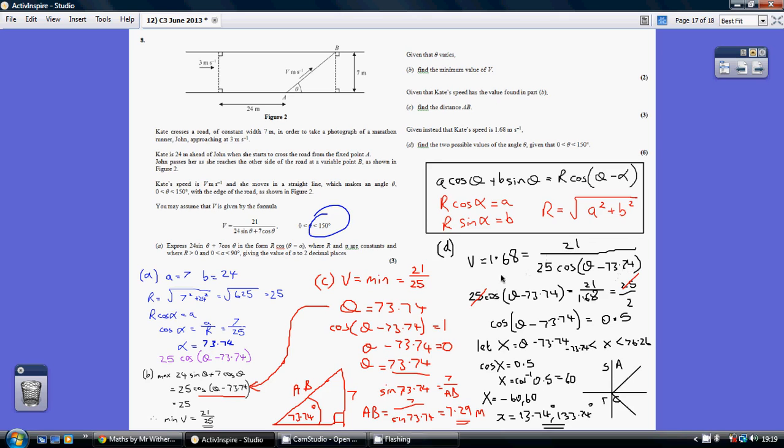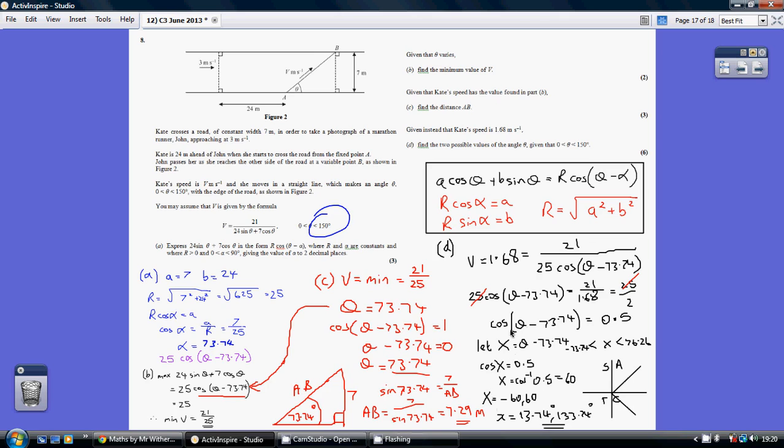So if we go and just use our calculators to tidy this up, if we go and rearrange it firstly, we have 25 cos of theta minus 73.74 equaling 21 over 1.68, that's 25 over 2 rather. The 25's cancel, so we're left with cos of theta minus 73.74 equals 1 over 2, equaling a half. Now just be careful, we need to make sure we pick up all the values, so follow what we did for C2. Let capital X equal theta minus 73.74 and change our range of values accordingly. So no longer boundaries of 0 and 150, but 73.74 less than these are our boundaries. Now cos capital X equals 0.5, that's our substitution, and using our calculator we get our first value being 60. So our values within this range here are plus 60 and minus 60. They are our capital X values.